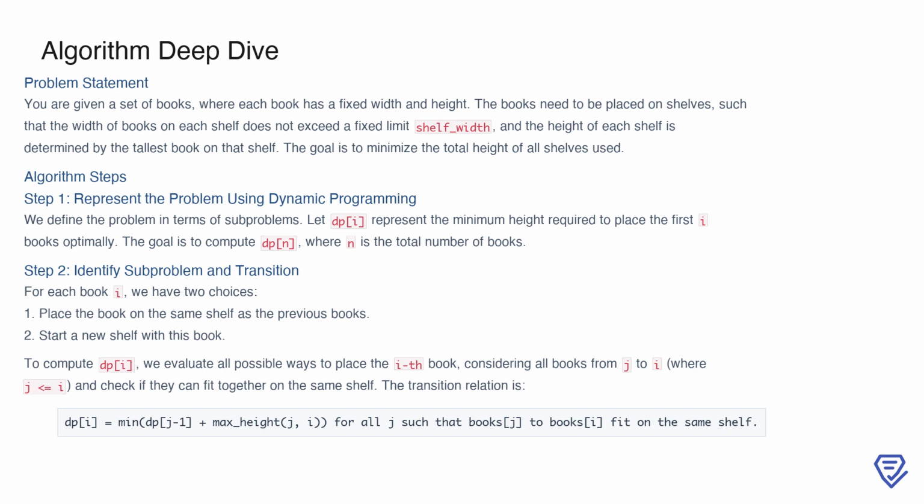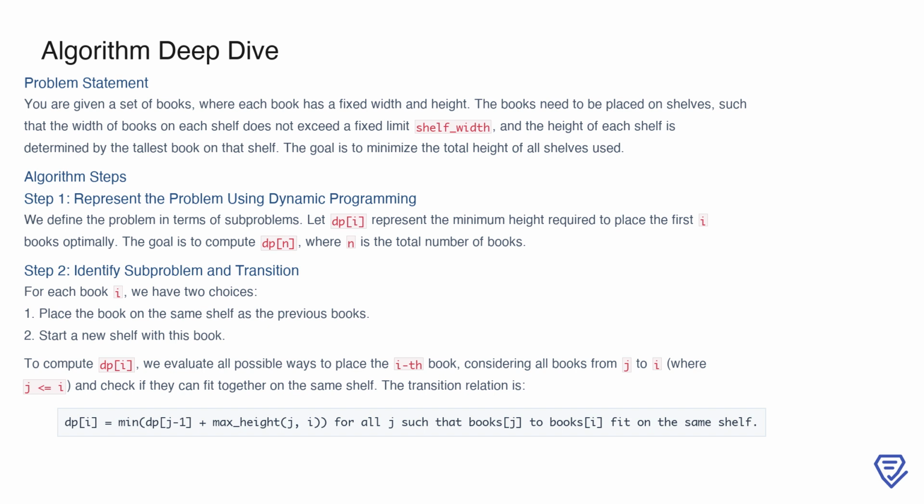To solve this, we use dynamic programming. We define dp[i] as the minimum total height required to arrange the first i books optimally. The ultimate goal is to compute dp[n], where n is the total number of books.